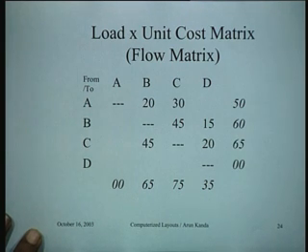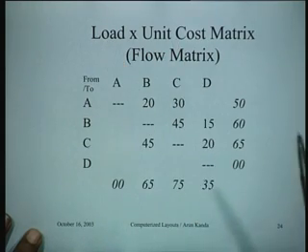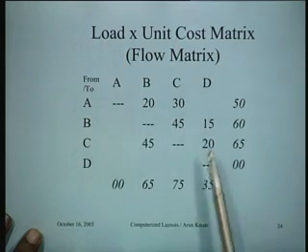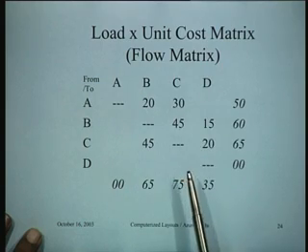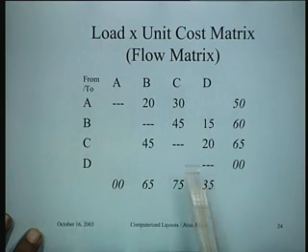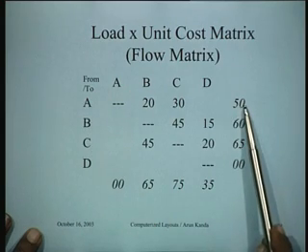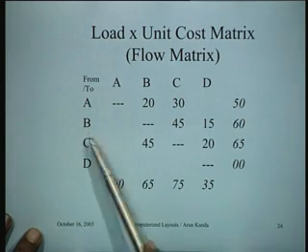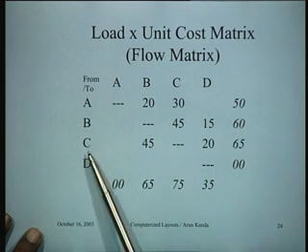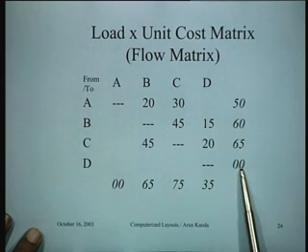The flow matrix is determined by multiplying the loads moving with the unit cost. So we have this, and this is the flow. So you can say, if you take the summation of each row, what do you get? From A, totally 50 units are moving. From B, a total of 60 units are moving. From C, a total of 65 units are moving. There are no units moving from D.